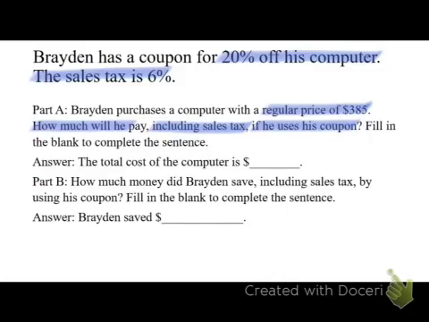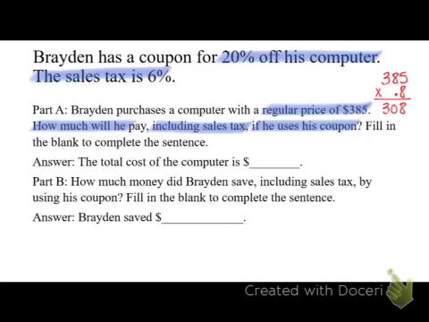Braden has a coupon for 20% off of his computer, and the sales tax is 6%. If Braden purchases this computer that is regularly $385, how much is he going to pay, including the sales tax, if he uses that coupon? We'll start with the original price of $385. With the fact that we're getting 20% off, we're going to pay 80%. So we're going to multiply that by 0.8 to represent 80%. And 385 times 80% is $308. So that is the price of that computer that is going to be taxed.